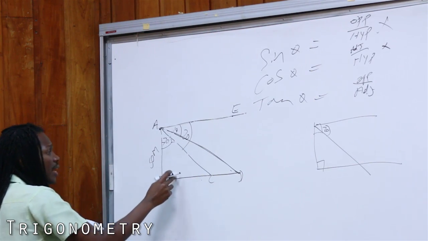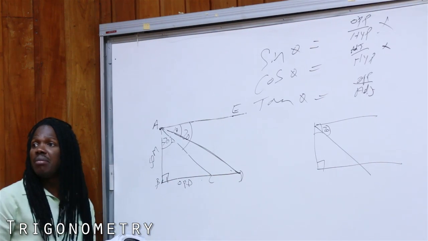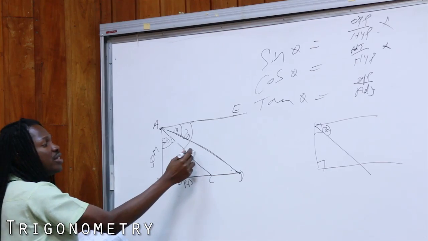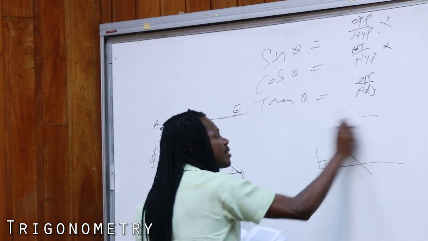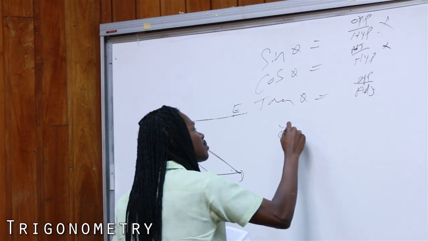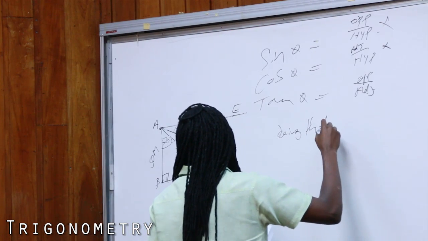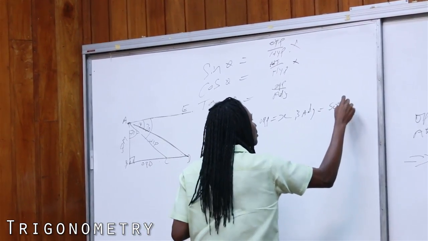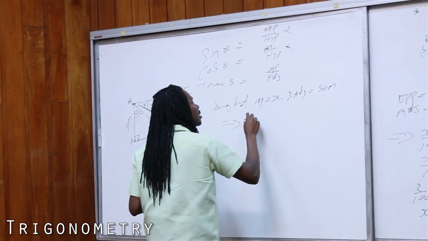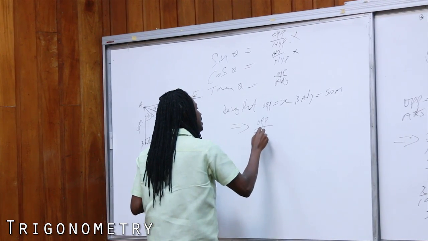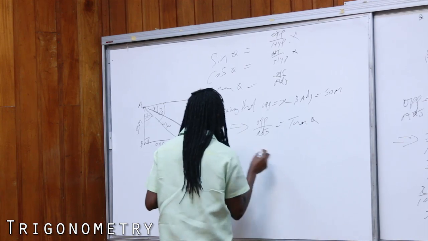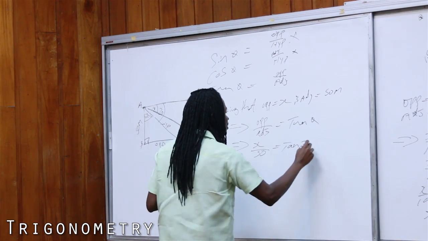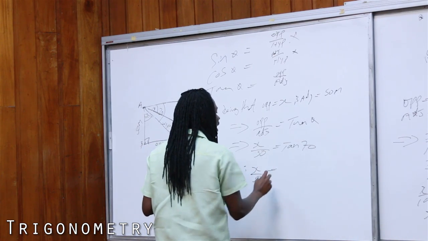Good. So BC is going to be the opposite side from the angle of reference, and we have the adjacent, because this is the hypotenuse. So if we have opposite and adjacent, being that opposite equals x and adjacent equals 50 meters, it implies that opposite over adjacent equals tan of the angle. This implies x over 50 equals tan 70. Therefore, x over 50 equals tan 70, which is what?